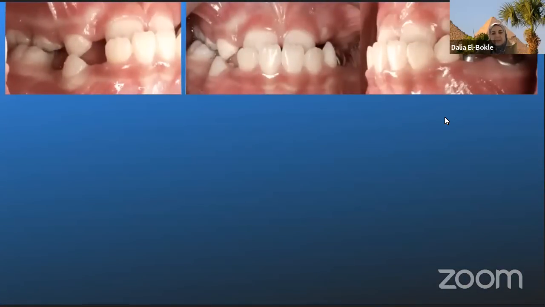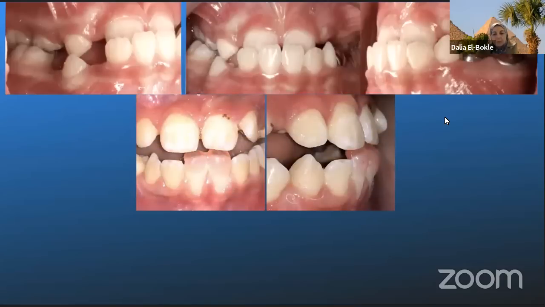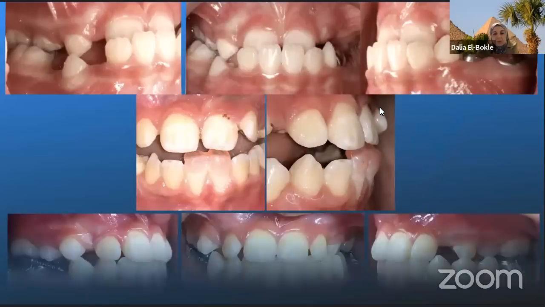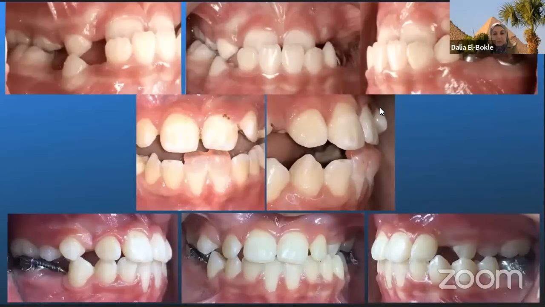Here is one of my cases. Actually, it was not a mild case. It was a moderate case of class 3, and you can see how she had a deep overbite as well as an anterior crossbite. Because she also had a functional shift, I was able to bond the turbo on the lower incisors, angulated, as you can see, and it really helped with the correction of her treatment.